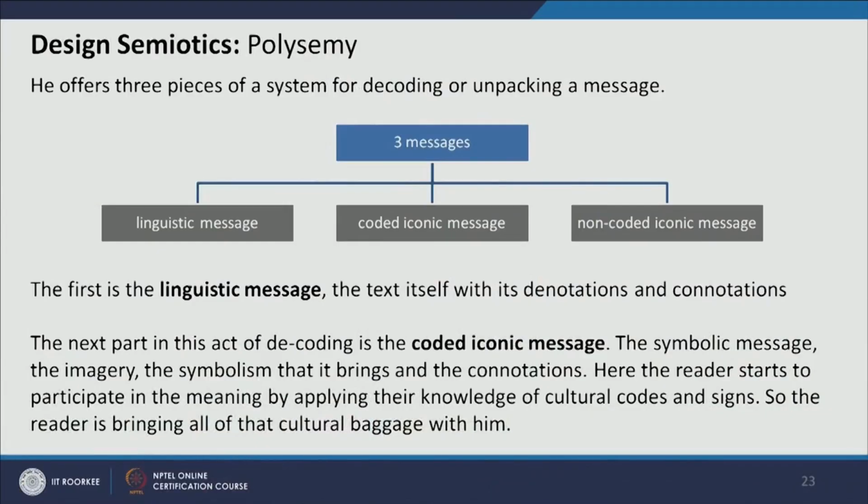The next will be the non-coded iconic message, the very direct message which is similar to denotation. For example, if we take the example of 100 Soup Cans by Andy Warhol, there is the Campbell's logo, and it's also written that it's a tomato soup can. That is the linguistic message, the first layer of message. The second layer is the non-coded iconic message, which is very direct, which is denotative. That is the soup can. People understand that as a soup can. That is the non-coded and very direct message which we get.